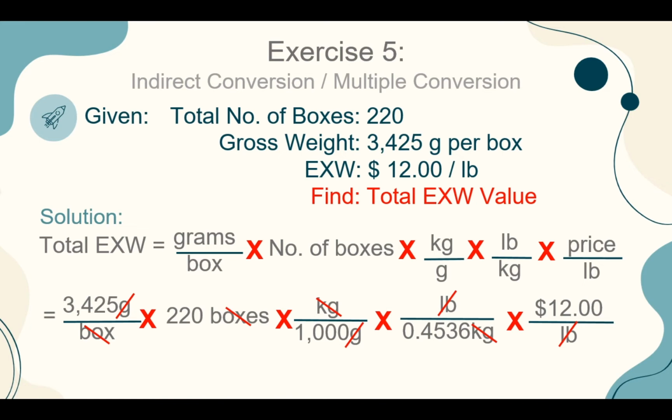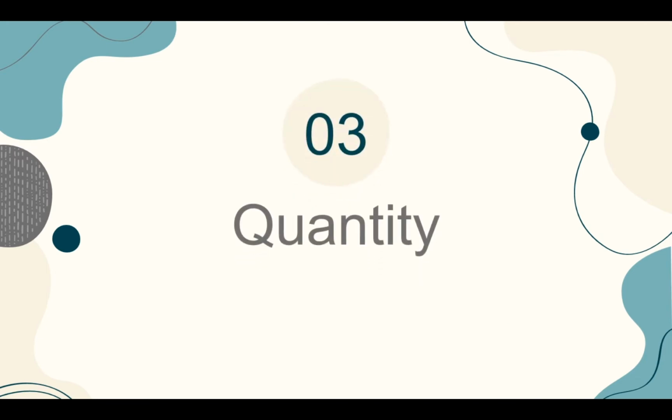So, let's calculate it. 3,425 times 220 divided by 1,000 kasi nasa baba siya, and then divided again by 0.4536, and then multiplied it by $12. So the answer is, our ex-works value is $19,933.86. So next, quantity.